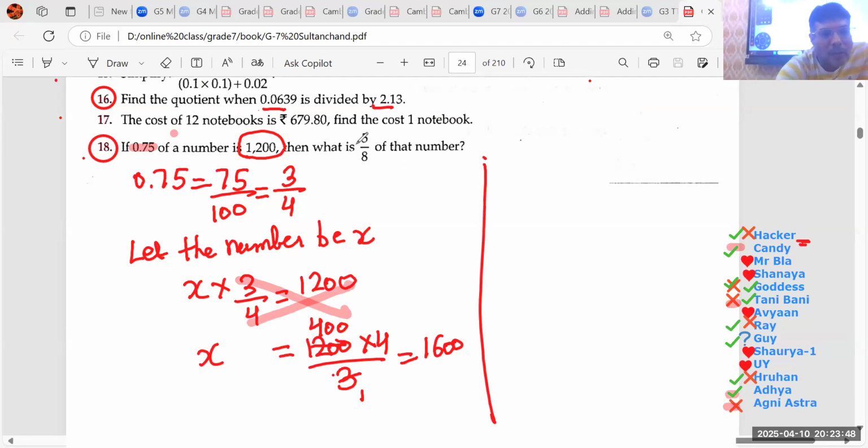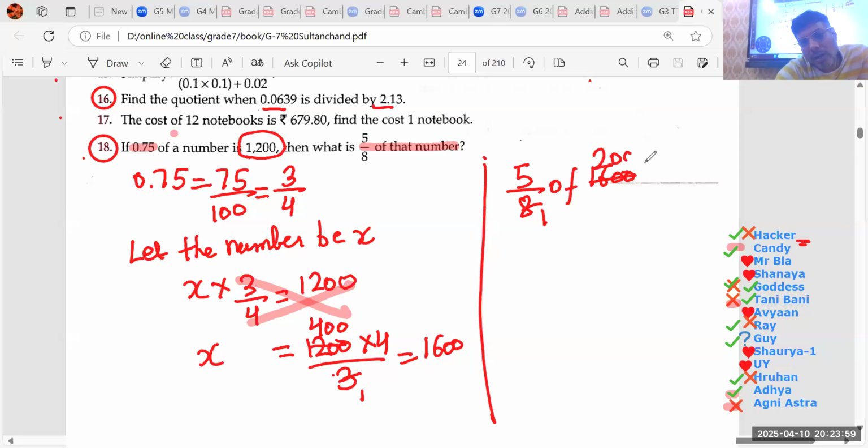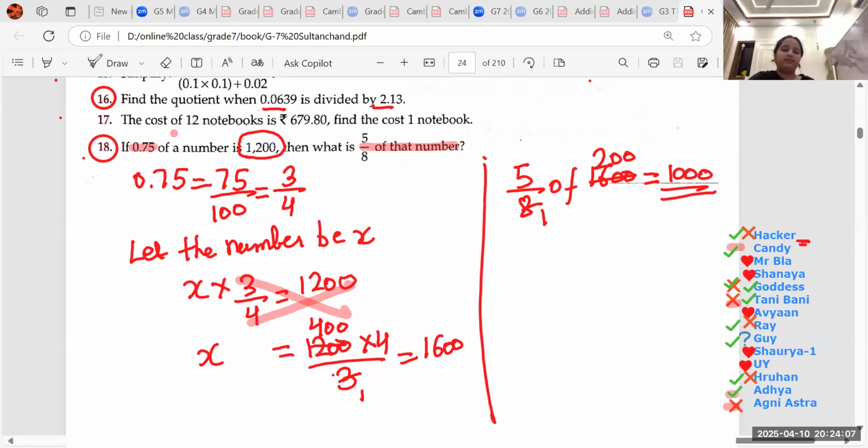Now the second part of the question says find 5 by 8 of that number. So we will do 5 by 8 of 1600. That is multiplication. So your answer will be 200 times 5. That is 1000. Got it, guys? Yes, Candy, sir. Rohan, Ray, Guy, Aganya and Adya. Yes, sir. Got it, sir. Okay.